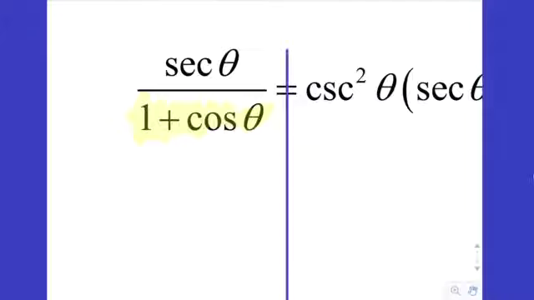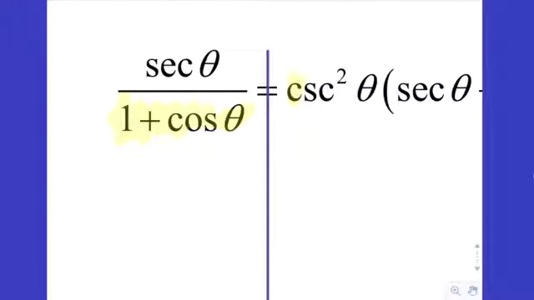Is that equal to anything? No. Not by itself, but if that were a 1 minus cosine squared, we could then call that sine squared, right? This is kind of thinking ahead before you do it. And then if we could call that a sine squared in the bottom, that would be the same as a cosecant squared in the top. So that maybe is a strategy.